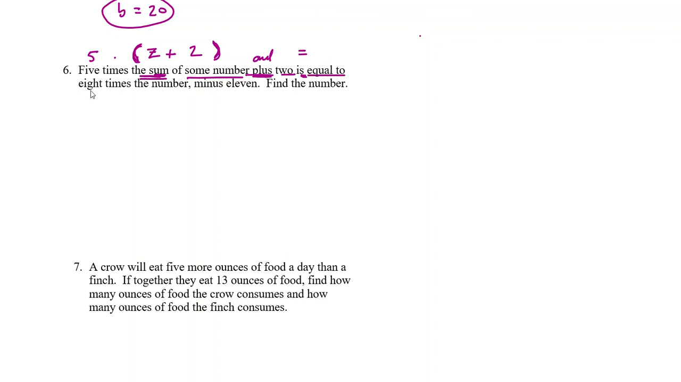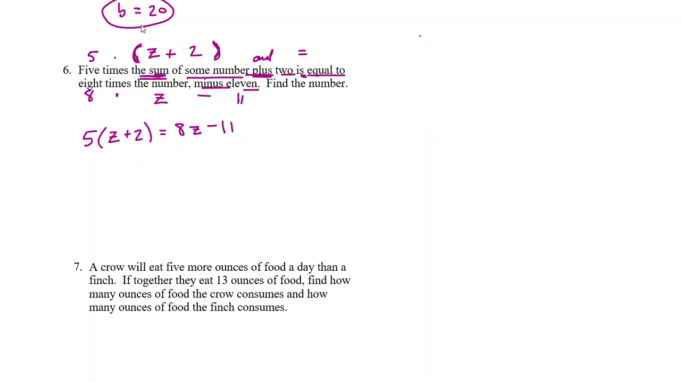And 2 is equal to 8 times the number, wait, what number? The number we don't know, z, the same number as the other, some number, minus 11. Find the number. Now, notice that I had to use 2 lines for this. This is a really long word problem. It's a long description, but that's okay. I'm just going to write it all out in 1 line now. 5 times the sum of z plus 2 is equal to 8 times z minus 11.